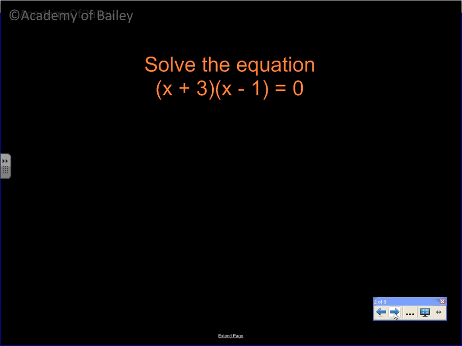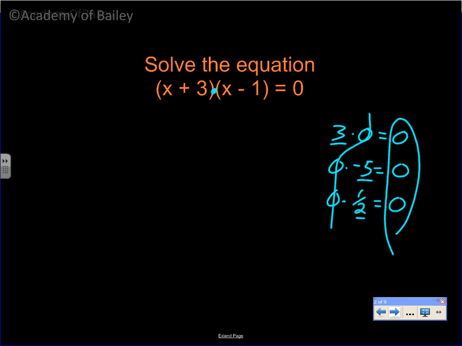This says solve the equation. So you have x plus 3 on the left and you have x minus 1 on the right, and equals 0. Well, we know that when we multiply two numbers to equal 0, one of those numbers must be 0. Is that correct? 3 times 0 equals 0. 0 times negative 5 equals 0. So it doesn't matter what we have as far as the other number. As long as we're multiplying by 0, we're going to get 0 as an answer.